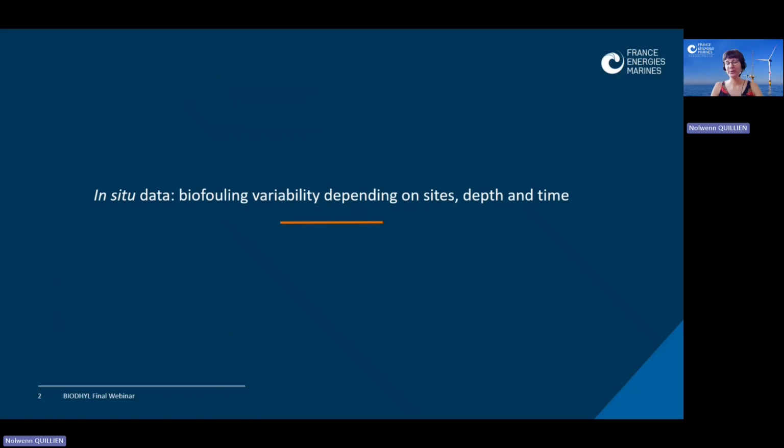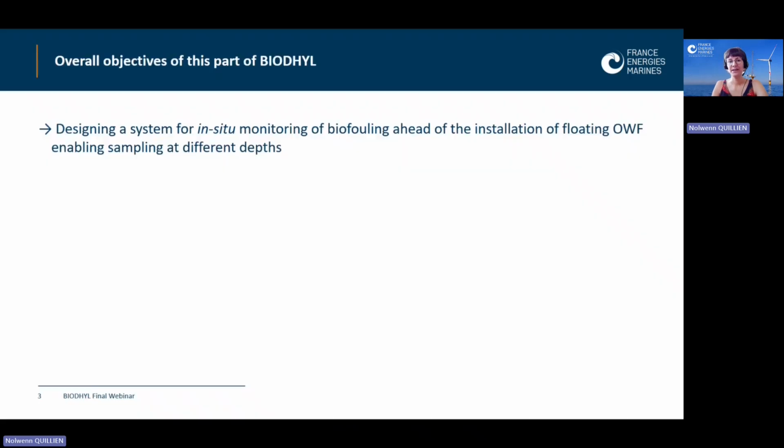Now I will present you part of the BIODHYL project based on in situ surveys that aim to measure the biofouling variability depending on sites, depths, and time. So this part of the project aimed at reaching different objectives. The first one was to design a system for in situ monitoring ahead of the installation of floating offshore wind farms and enabling the sampling of biofouling at different depths.